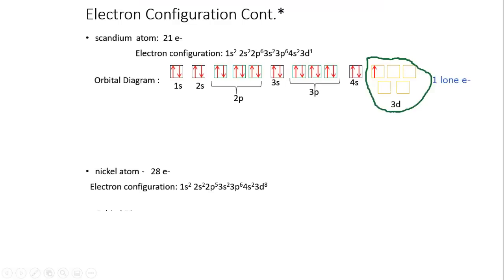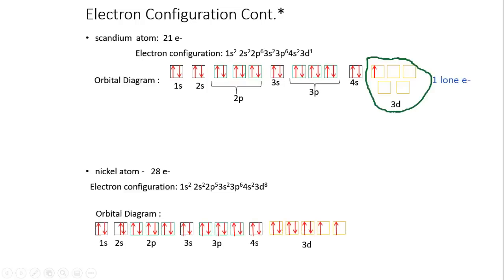Next we go to nickel, which has 28 electrons. It's further down the 3d orbital than scandium. So everything is the same as scandium except for the 3d. Now we have 3d8 instead of 3d1 like we had in scandium. So if we go and fill the orbital diagram, it would look like this. Notice that for 3d, every degenerate orbital gets one electron first before you pair them up. And so nickel has two lone electrons. Again, it's important that you know the Aufbau principle.